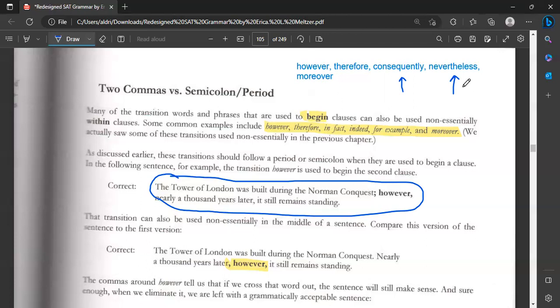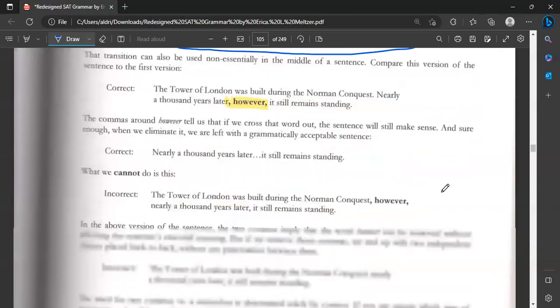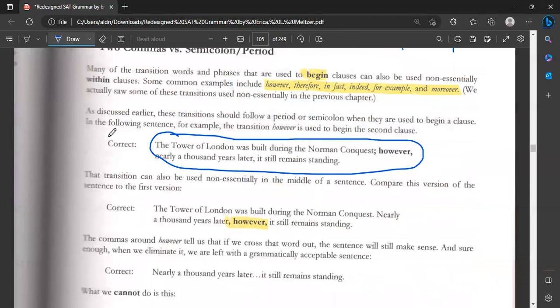So these words should only be used to begin a sentence, or if they're within a clause, they should be used non-essentially. So that's the first thing that we need to understand. We have an example of this sentence here that has been encircled. In the circle: the Tower of London was built during the Norman conquest. However, nearly 1,000 years later, it still remains standing. So we can see that this makes sense. This clause makes sense. This sentence makes sense.